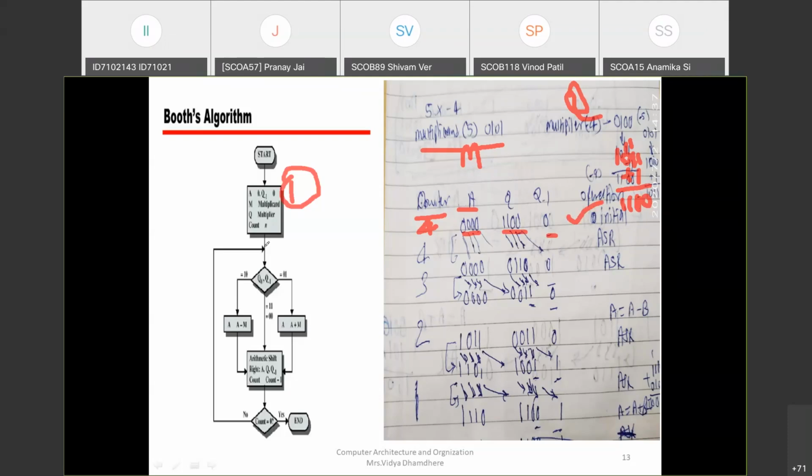Now we are moving according to the flow chart. We reach the next condition box, that is Q0, Q minus 1. So here, what are the Q0 and Q minus 1 values? We have Q0 as 0 and Q minus 1 as 0.